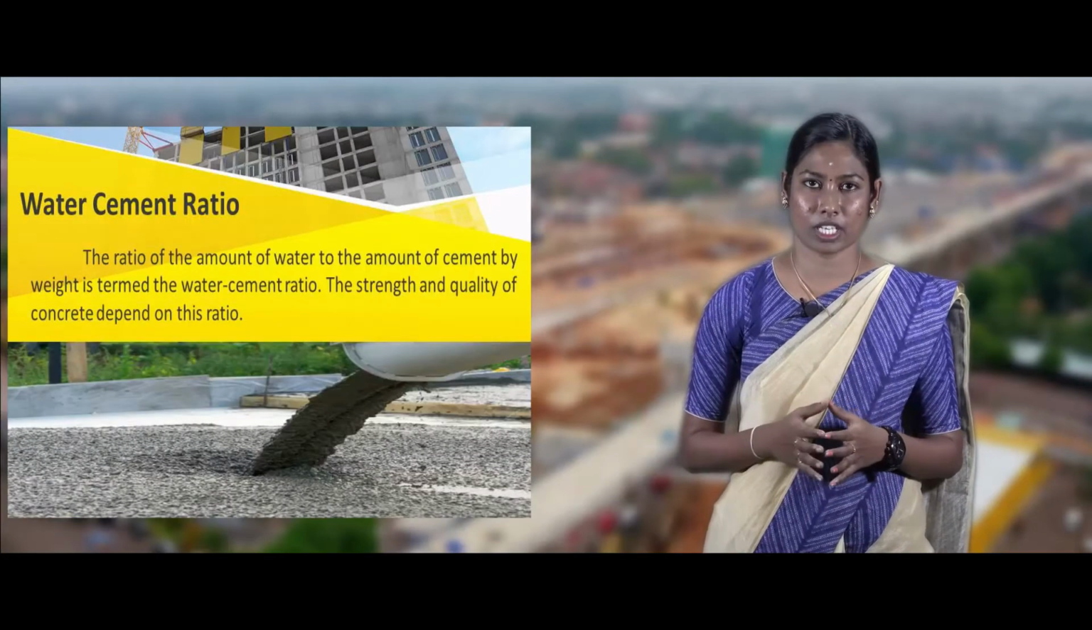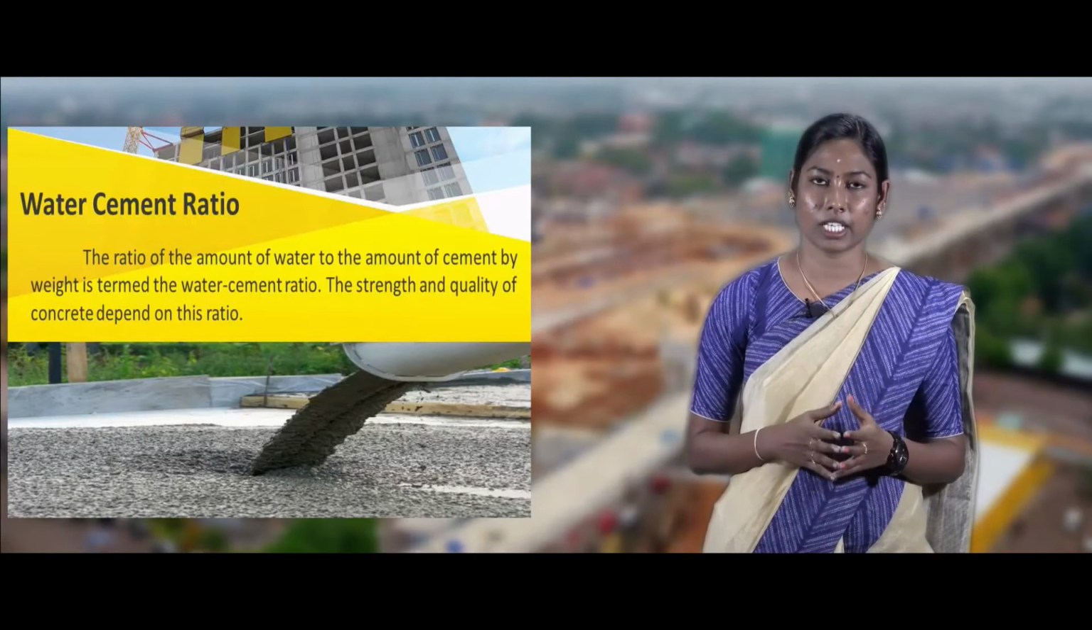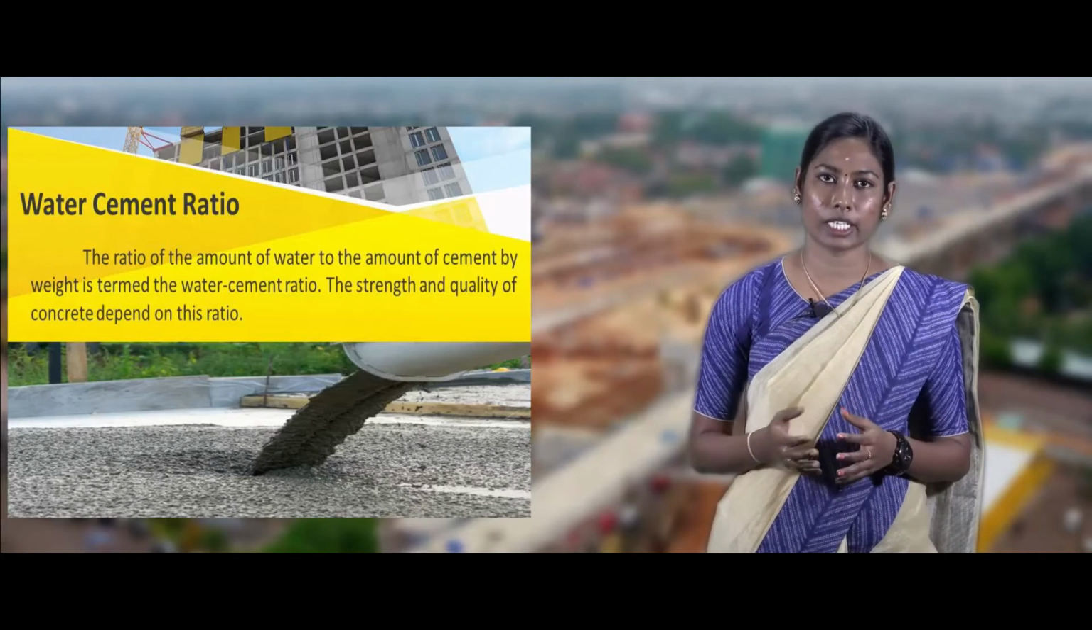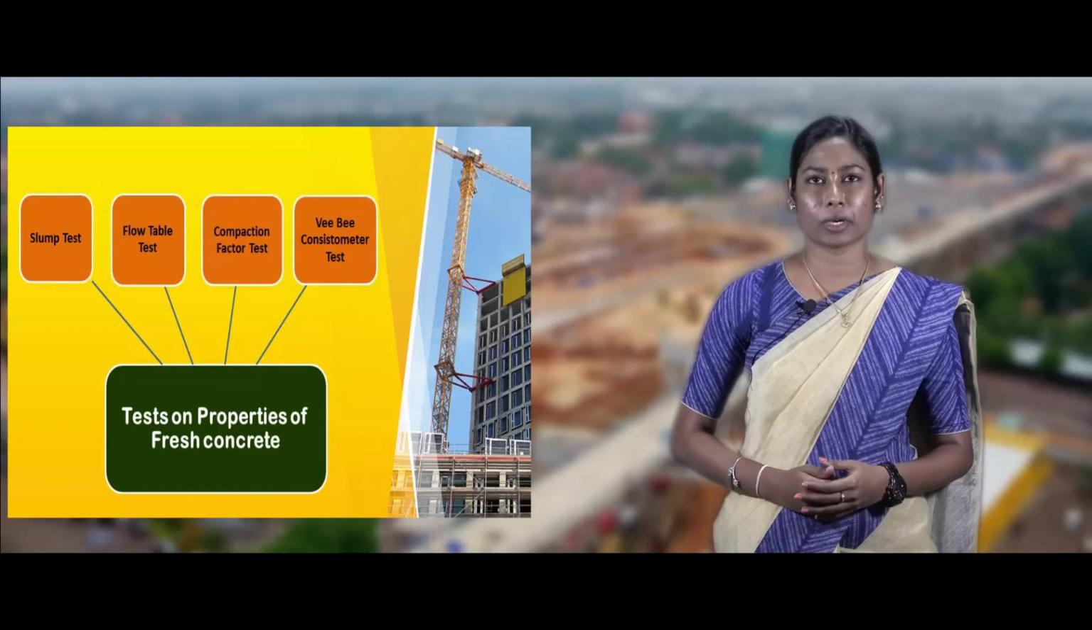Next one is water cement ratio. The ratio of the amount of water to the amount of cement by weight is said to be the water cement ratio. The strength and quality of the concrete depend upon this ratio. Let's see the various tests involved to determine the properties of fresh concrete: slump test, flow table test, compaction factor test, and Vee-Bee consistometer test.